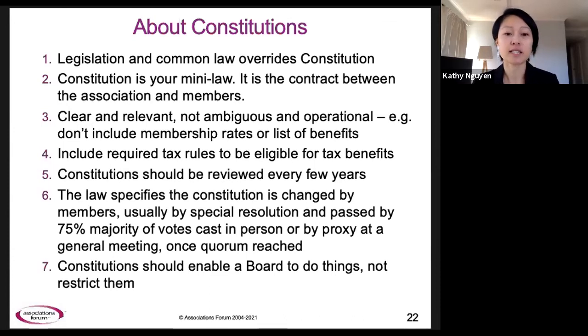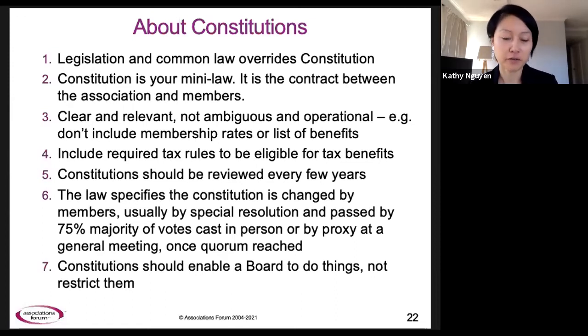It needs to include the required tax rules to be eligible for tax benefits, and we'll tell you more about that. The law specifies how the constitution can be changed by the members, and usually that's by the members passing what's called a special resolution, which is a 75% majority of votes cast at a general meeting once quorum is reached. We've seen some constitutions that have not been drafted that well, and they've defined a special resolution as 75% of the membership.